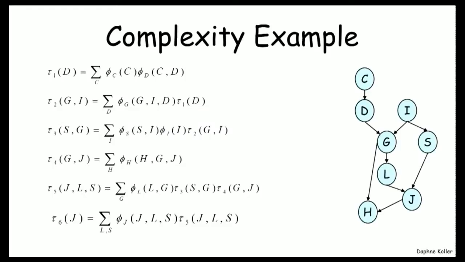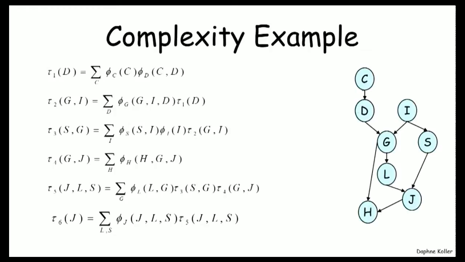So let's understand how this complexity manifests in the context of a real example. This is the run of variable elimination that we did before. I've just written it out all in one slide. And so now let's see what the complexity of this is.